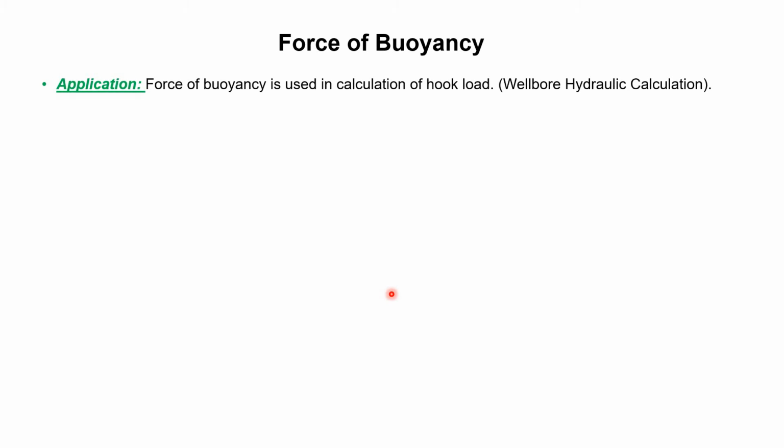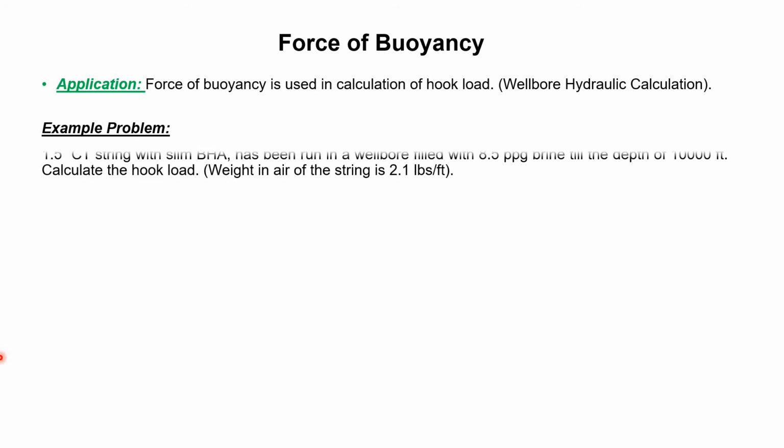The force of buoyancy is used in the calculation of hook load, and we calculate hook load during the wellbore hydraulic calculation. To make our understanding clearer, we will discuss this example problem. Here we have 1.5 inch CT string with slim BHA. Slim BHA means the OD of the BHA is equal to the size of the coil tubing string, so our BHA will be 1.5 inch.